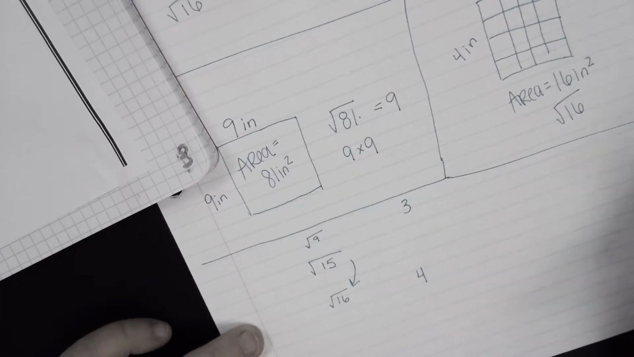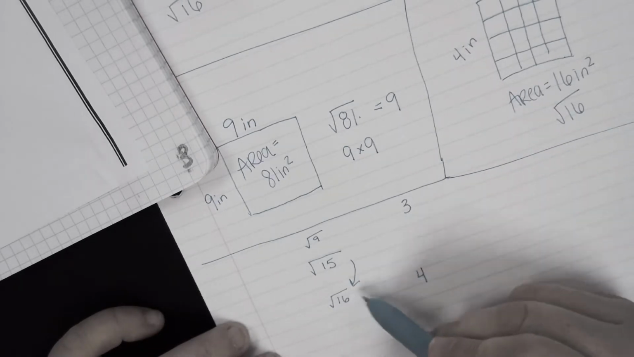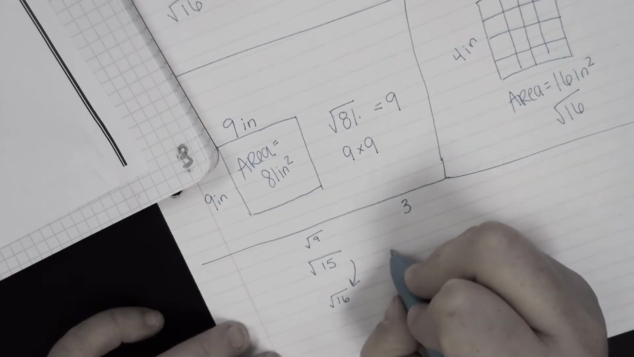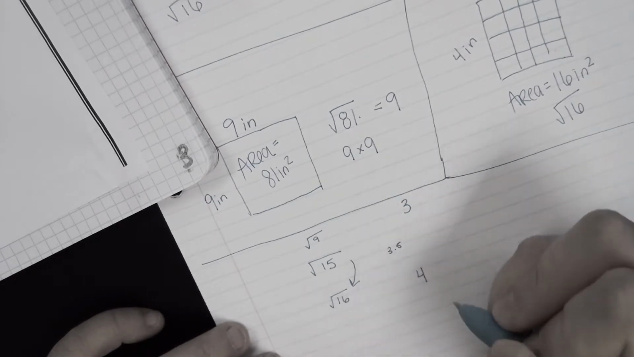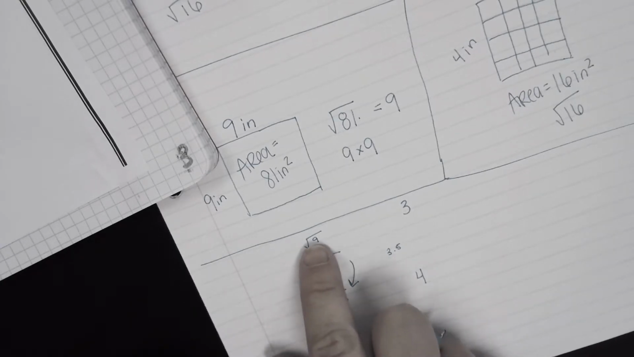Now, I can look and say, well, is it going to be closer to the value of 3 or closer to the value of 4? If it was right in the middle, that would be 3.5. But I can tell by looking at these numbers that 15 is much closer to 16 than it is to 9.